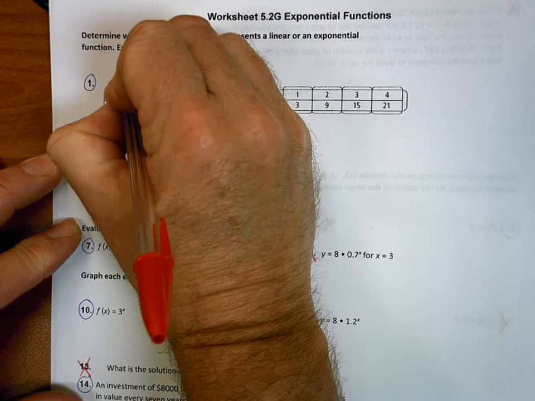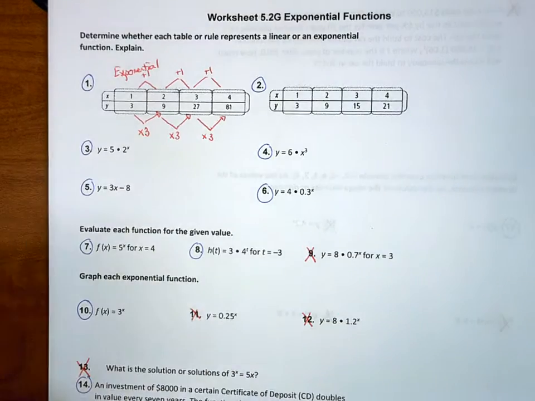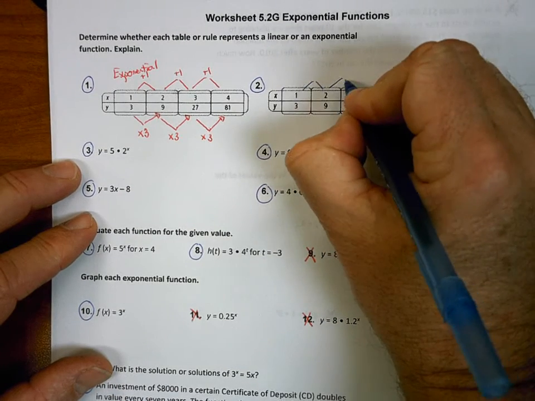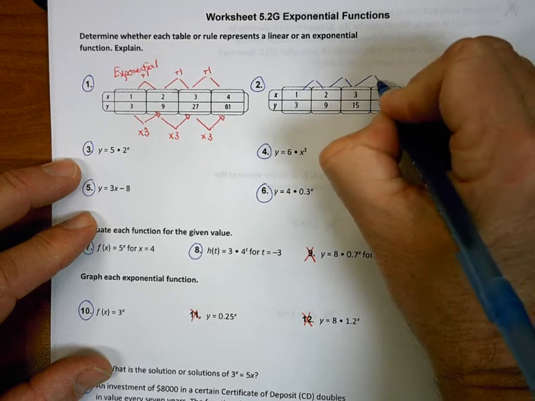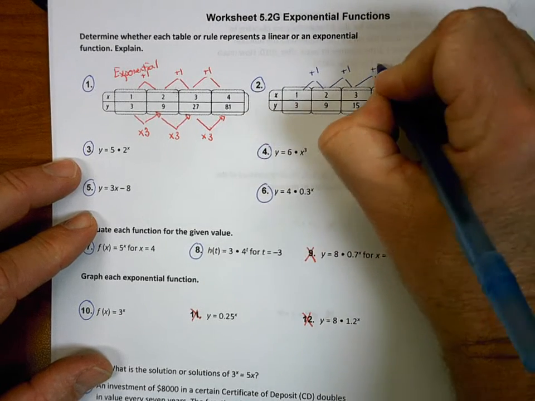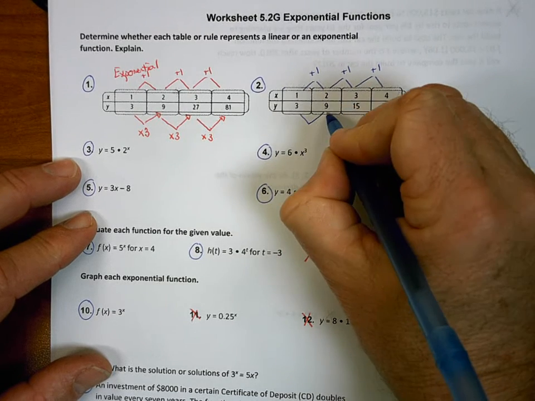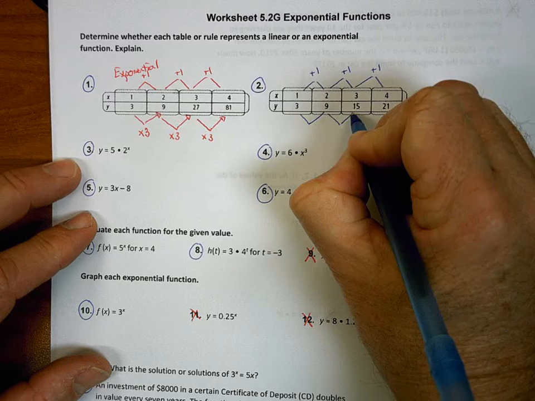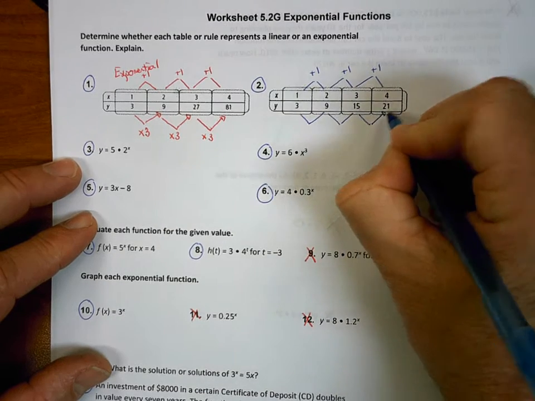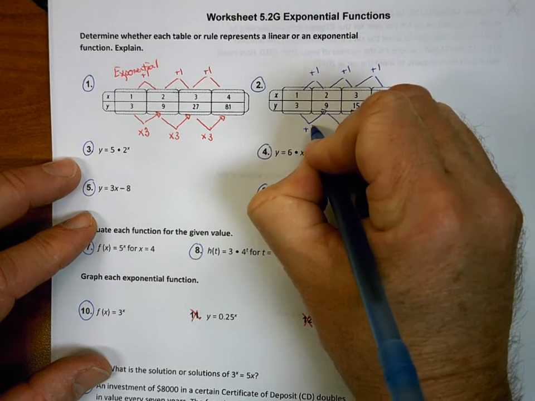So number 1 is going to be exponential. When we look at number 2, we look at the x values. We can see that each x value is increasing from 1 to 2, from 2 to 3, from 3 to 4, and they're all increasing by 1. And then we look at the y values, and you can see we go from 3 to 9, that's increasing. We go from 9 to 15, that's increasing, and we go from 15 to 21. So each value is increasing, and if you notice, we're increasing by adding 6.